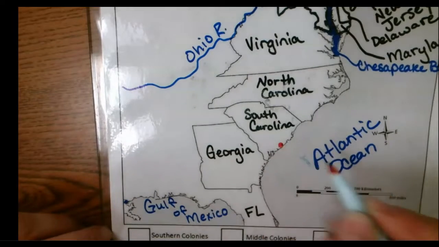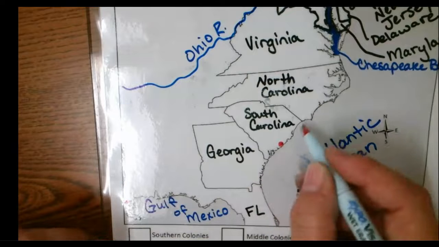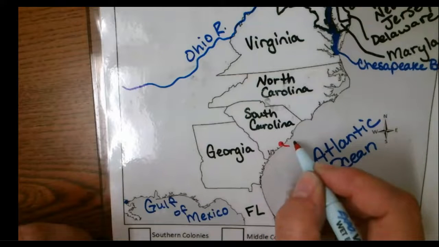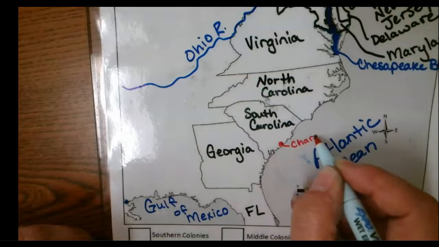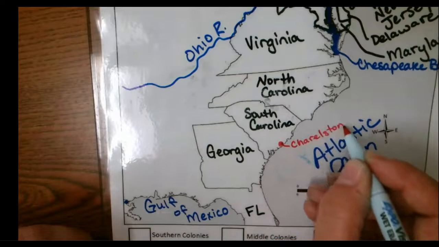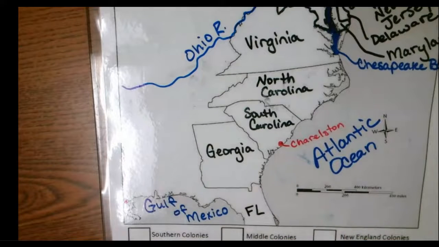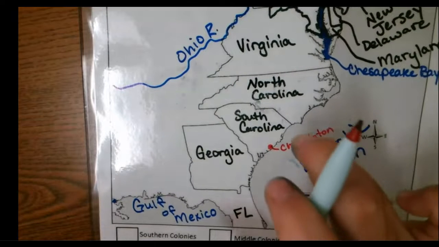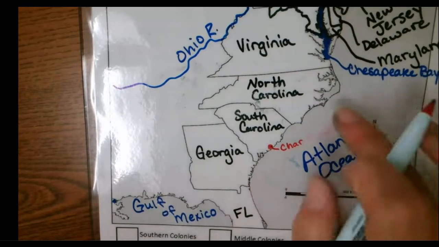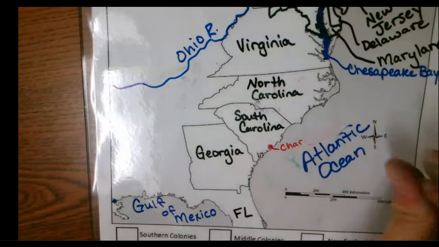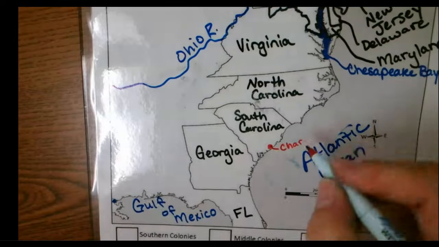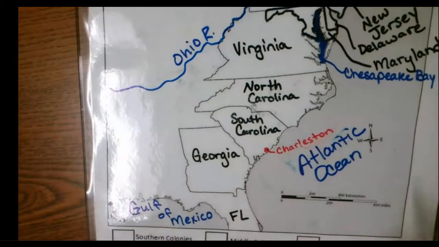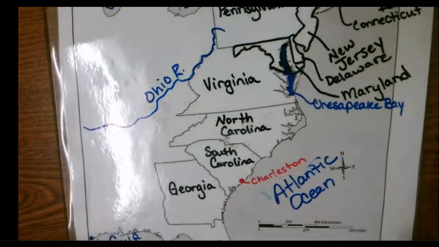Put a dot where the city is. It's about halfway on the border. Okay? And then label it Charleston. Sometimes you'll see it labeled Charlestown. I spelled it wrong, didn't I? Look at that. Charleston. Okay. The next one we're going to put is Philadelphia.